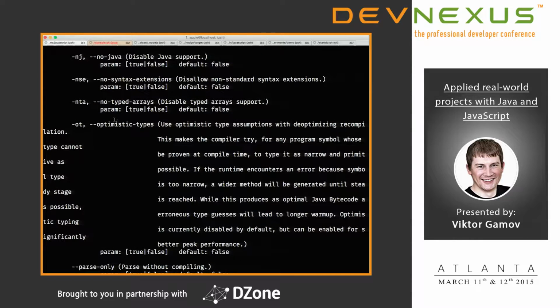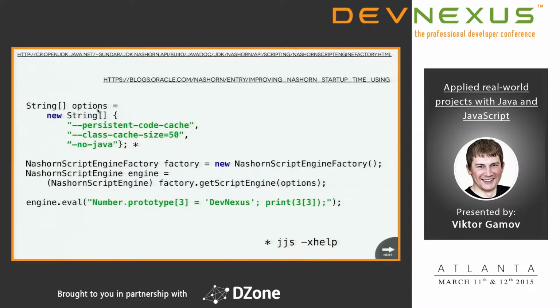There's also optimistic types. It allows Nashorn to sort of predict the types of the objects for better performance. Also, this information can be persisted as a part of the information that's stored in the persistent cache.